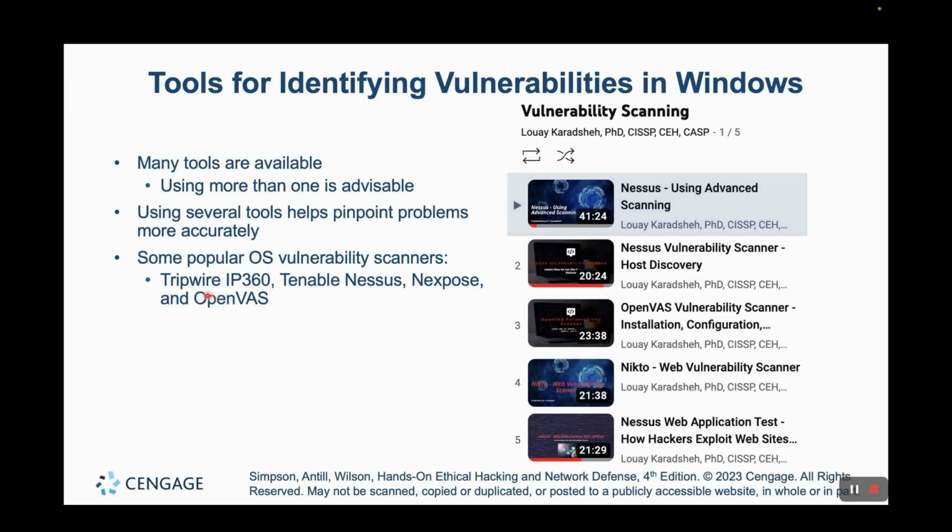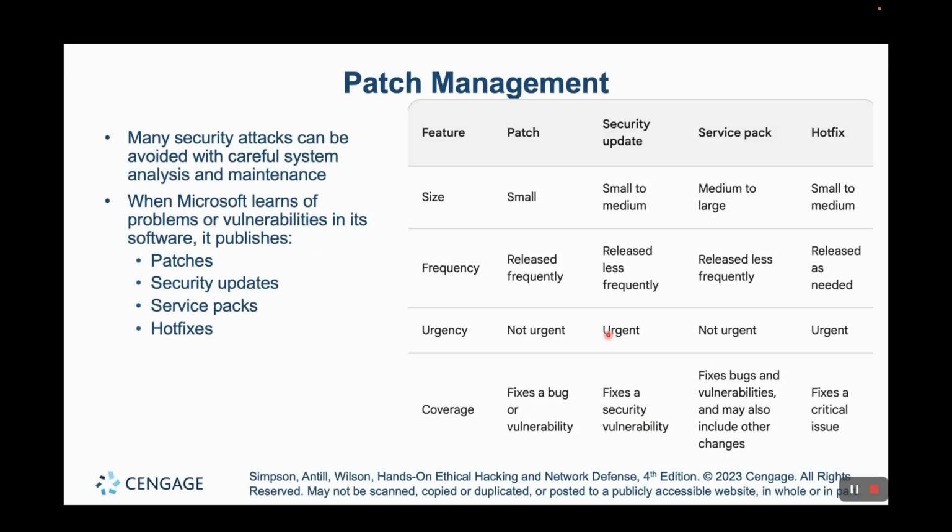Now, there are many tools that can help you identify vulnerabilities in Windows, such as Tripwire IP360, Nessus, OpenVAS, and others. On my YouTube channel, inside the vulnerability scanning playlist, I have different videos that will teach you how to configure them, including installation, of course, configuration, and understanding the different features of each one, so you become more familiar with Nessus and OpenVAS.